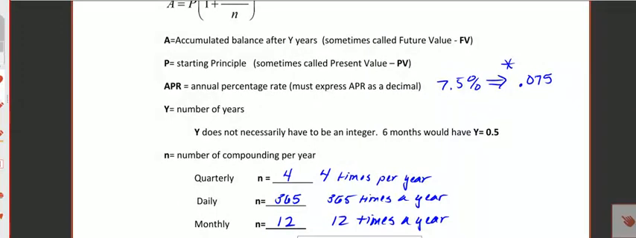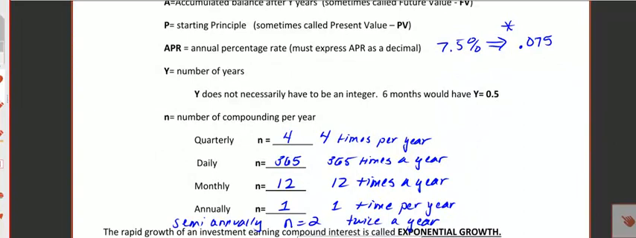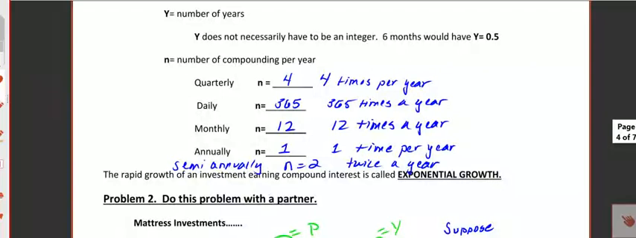Monthly would be the value of 12 for the variable N. Annually, once a year. And semi-annually would be twice a year. The value of N would be 2. So we need to obtain that information from the problem. And as we mentioned earlier, the rapid growth of an investment that earns compound interest is called exponential growth.